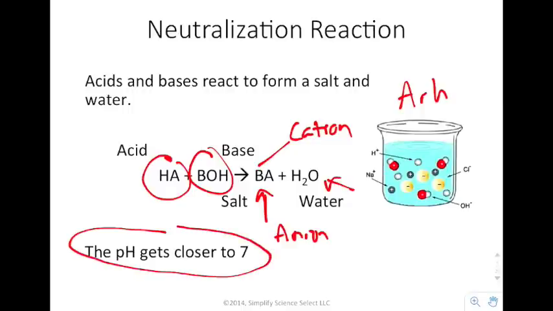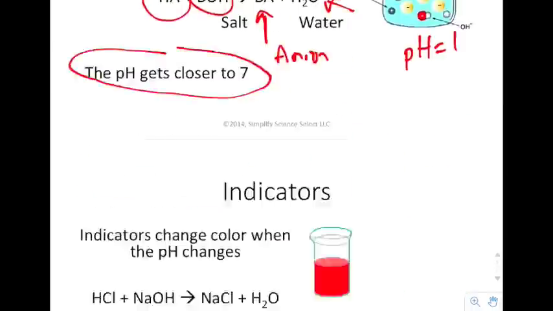Okay, so as the neutralization reaction occurs, the pH gets closer and closer to 7. Let's say you had an acid to begin with and the pH was 1. As you add base to it, you are destroying the acid. The acid no longer exists. And because of that, you're getting closer and closer to neutral.